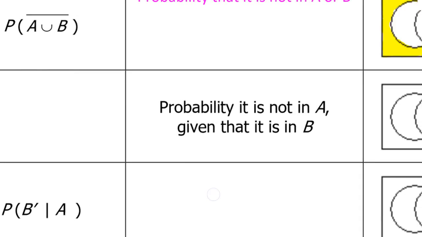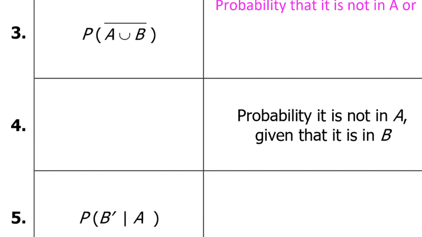This time we're given the words, the probability that it is not in A, given that it is in B. So first of all, this is going to be a new notation for us. The probability of not being in A, that part is normal. So this would be the probability of not A. Now when you're given some additional information, you put a vertical line and then you put the additional information. So this would be the probability of not A given that it is in B. So that's how the notation works.